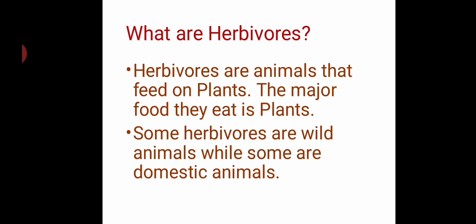Some herbivores are wild animals, while some are domestic animals. Do you know what wild animals are? Wild animals are animals that live in the bush and in water. They are dangerous and they don't live around us, while domestic animals can be found around the house. Some examples are dog, cat, goat, and so on.